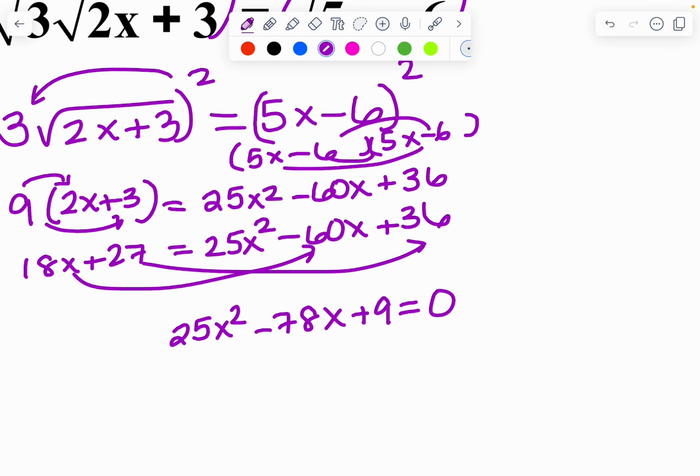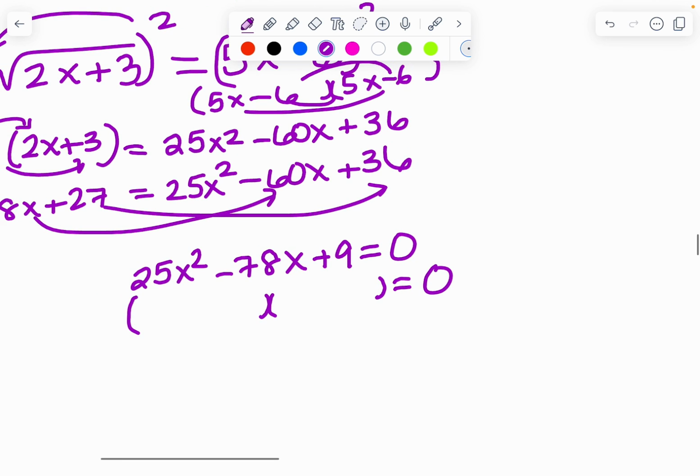Now I look for a GCF. There's not a GCF, so I'm going to go ahead and try to factor this. If you wanted to, you could go straight to the quadratic formula. These are bigger numbers. When I think of 25, 25 can be broken down as 25 and 1 or 5 and 5. I don't know, maybe we'll try 25 and 1 because 78 is a pretty big number. So if we try 25x and x, now 9 can be broken down as 1 and 9 or 3 and 3.